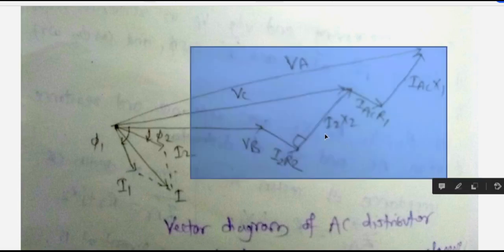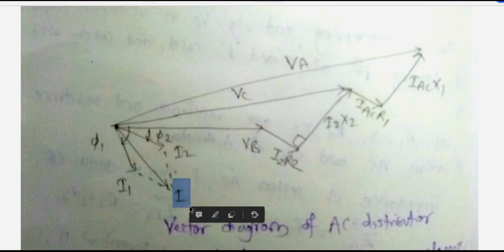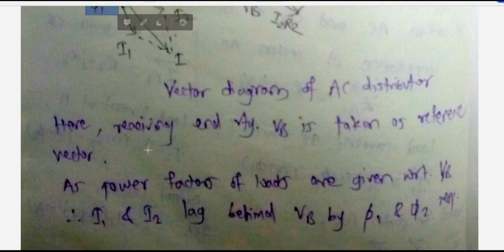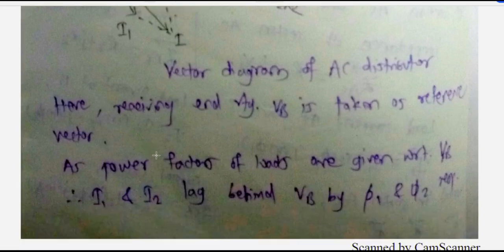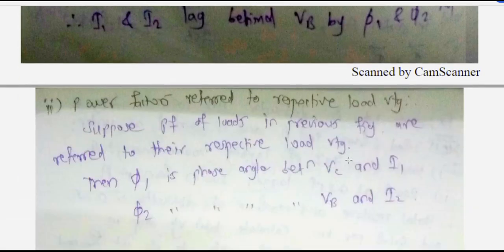So this is the vector diagram of voltage. Now we are interested in the current also. Same way, the currents I1 and I2 are lagging in nature with respect to the voltage. So the algebraic sum of these two currents will give you the total current I, or you can consider this as IAC. The angle between VB and I2 is phi 2, and the angle between VB and I1 is phi 1. Here the receiving end voltage VB is taken as a reference, so I am writing that here. As the power factors of the loads are given with respect to VB, therefore I1 and I2 lag behind the voltage VB by phi 1 and phi 2 respectively.